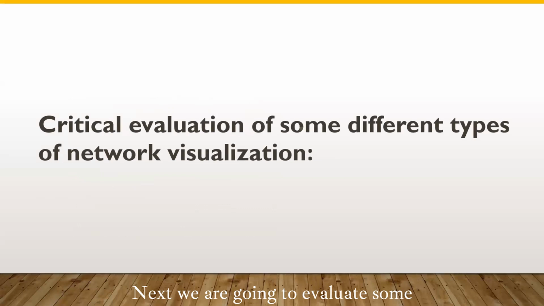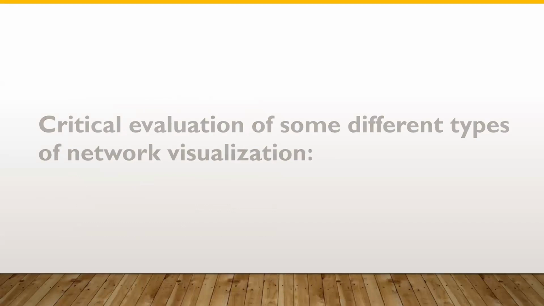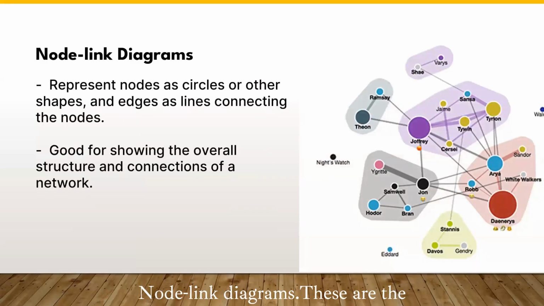Next, we are going to evaluate some different types of network visualization. Node link diagrams. These are the most common and well-known types of network visualization. In node link diagrams, nodes are represented as circles or other shapes, and edges are represented as lines connecting the nodes. Node link diagrams are good for showing the overall structure and connections of a network, but can become cluttered and hard to read when dealing with large and complex networks.